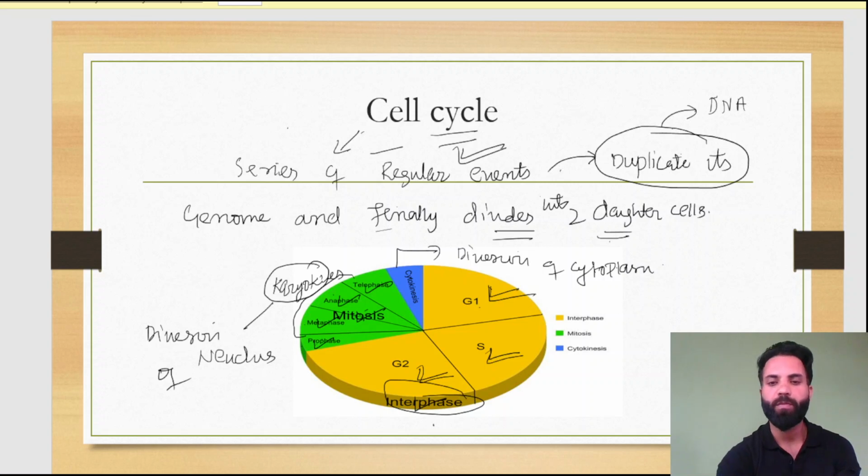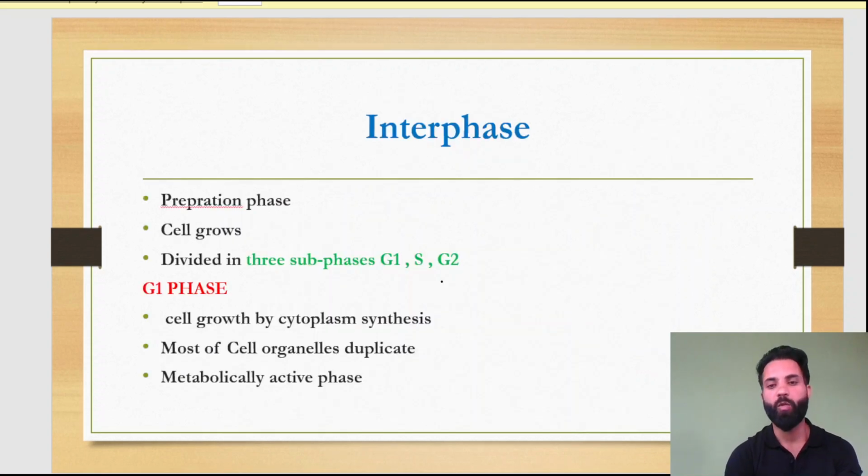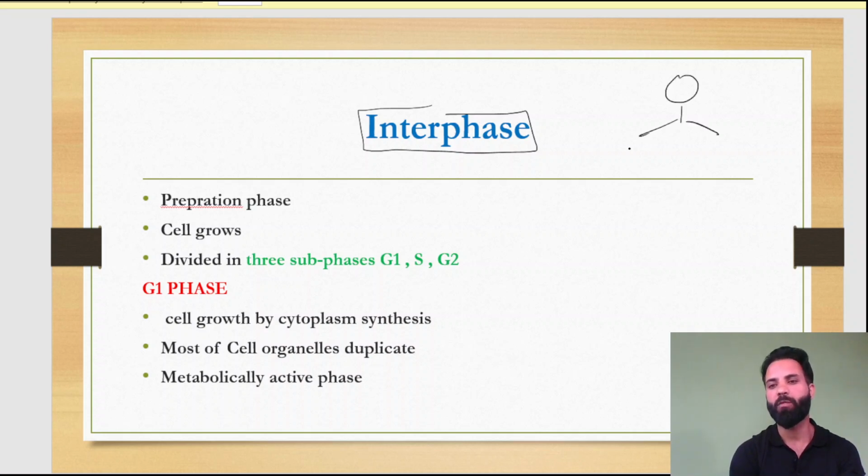After this, we will now study what is interphase. We have studied so far that the cell cycle is a series of events happening inside the cell, in which the cell duplicates its genome and then finally gets divided into two daughter cells. In the previous slide we also studied that the cell cycle basically comprises two phases: interphase, and the second one is M phase.